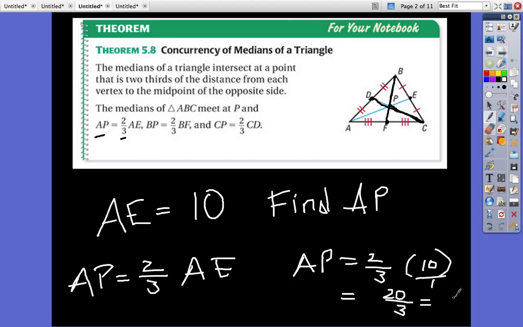20 divided by 3, if you put it in the calculator, you should get 6 with a remainder of 2, which is 6 2/3, or 6.6. So AP is 6.6. So since we know the whole thing is 10, you would have to multiply 10 by 2/3 to get just AP. Now let's do some more practice with that.